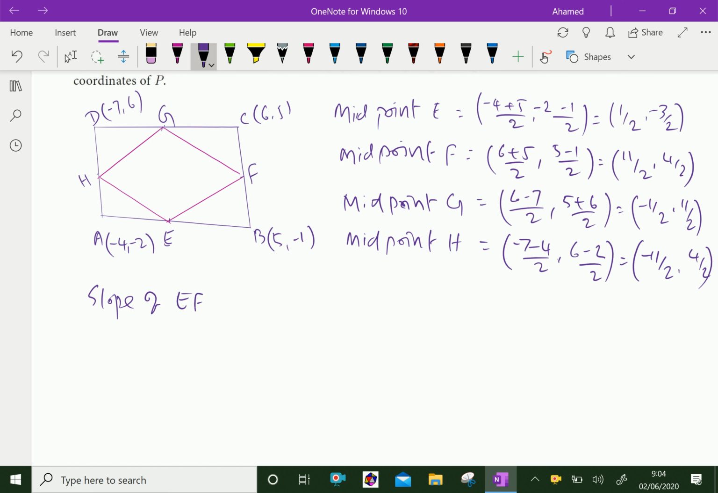Slope of EF: Y2 minus Y1 over X2 minus X1, that is (-3/2 - 4/2) over (1/2 - 11/2), which is (-7/2) over (-10/2). Slope of EF is 7/10.